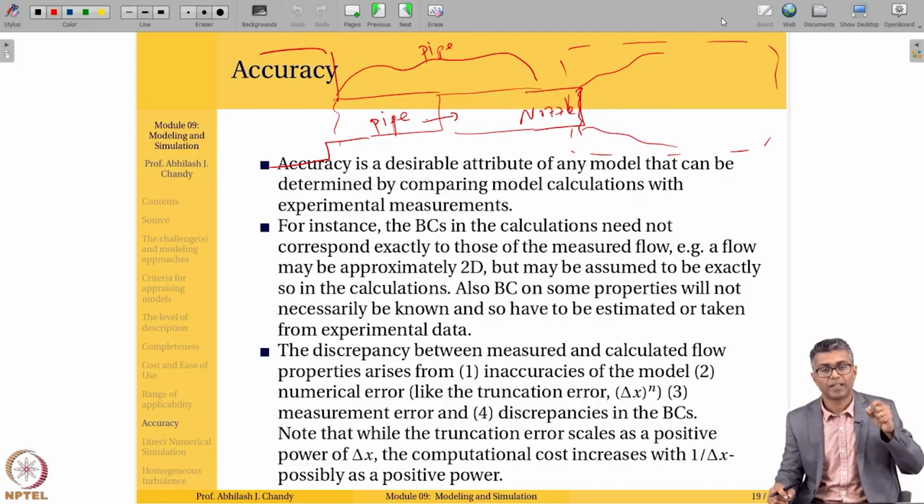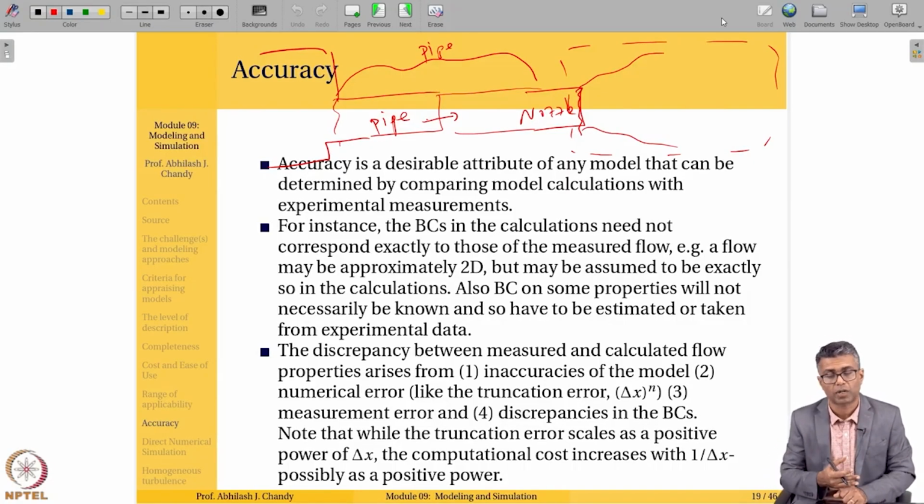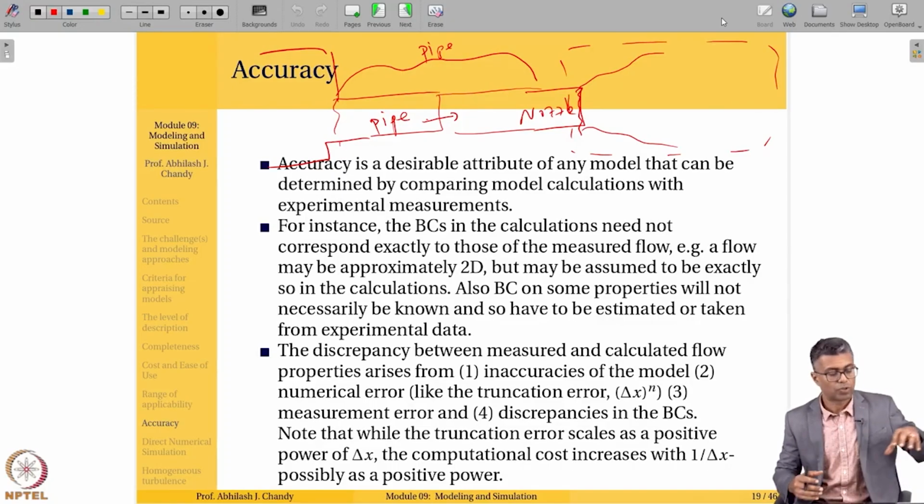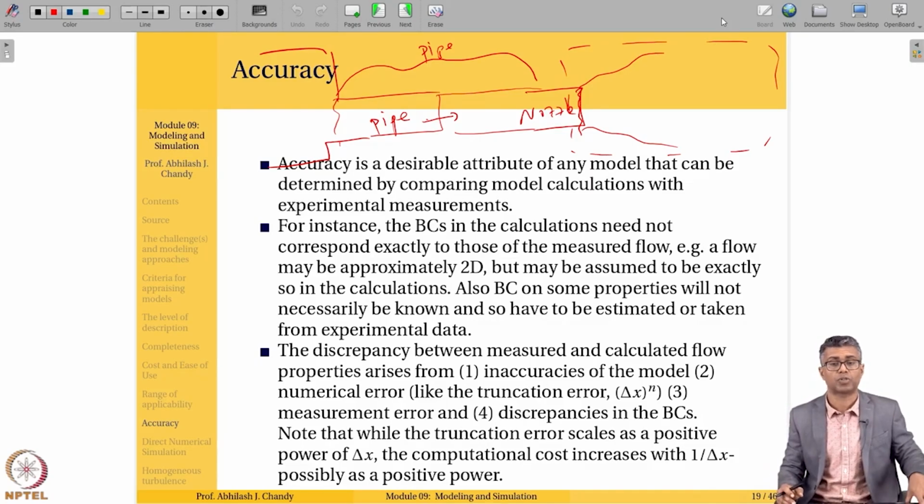So the fact that you will have some issues with accuracy, we talked about an example, right? The boundary conditions. And where do these accuracy issues stem from? That's the question. So these boundary conditions in the calculations need not correspond exactly to the experimental measurement. And we talked about an example, right? So the flow might be approximated as 2D, whereas experimentally there is nothing called 2D, it's always 3D. The boundary conditions on certain properties would not necessarily be known, so they have to be estimated from experimental data.